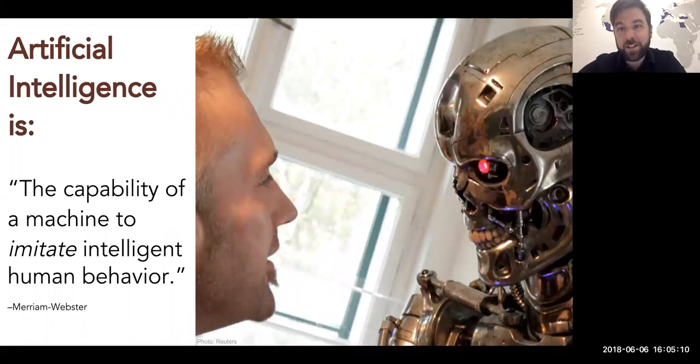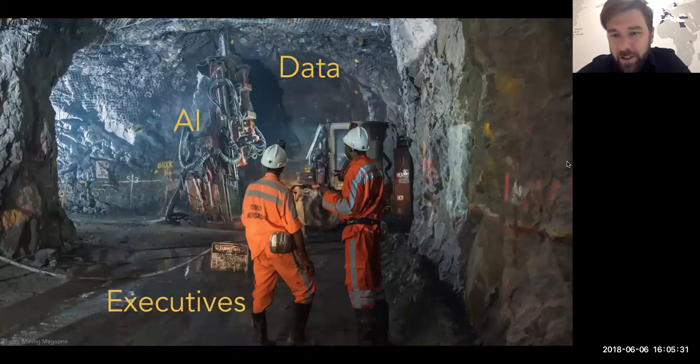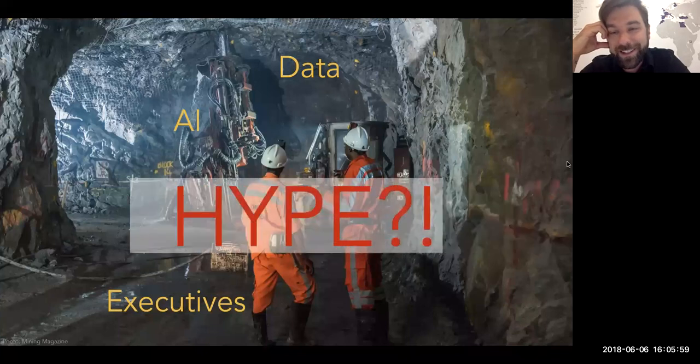So the dictionary definition of artificial intelligence from Merriam-Webster is the capability of a machine to imitate intelligent human behavior. This brings to mind images like this robot on the right, which I think is from the Terminator series, and the image on the next slide, which is focused on executives standing and watching an artificial intelligence machine mine the data for insights and revenue. They sit and watch it imitate what they may have been doing otherwise. And so we ask, is this what AI is in terms of practical applications now? Or is this something that is a bit of hype?